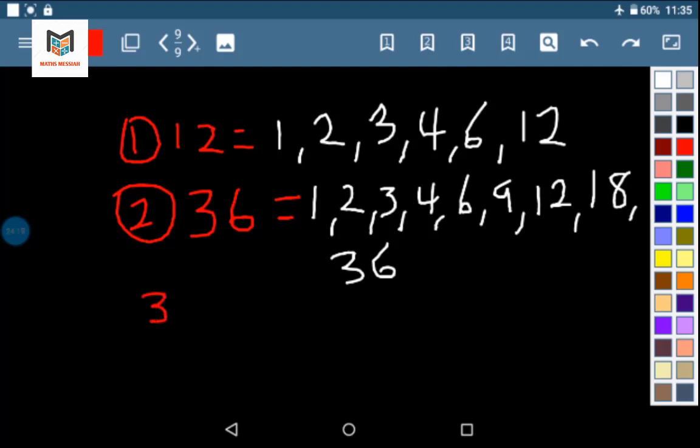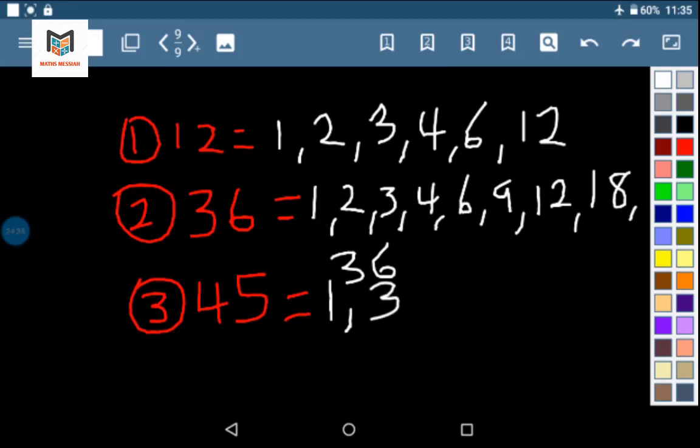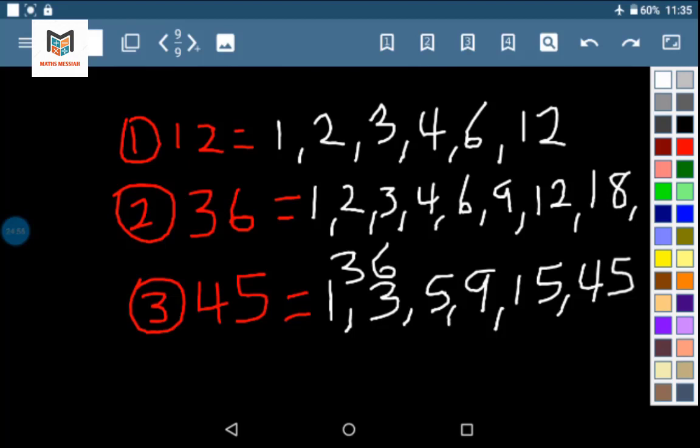Now, the third one, which is 45. Check if that one is also correct. We have 1, 3, 5, 9, 15, and 45. So if you are able to get it correct, then you have done well.